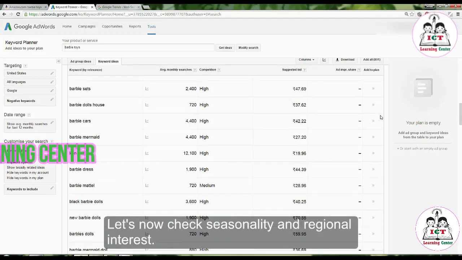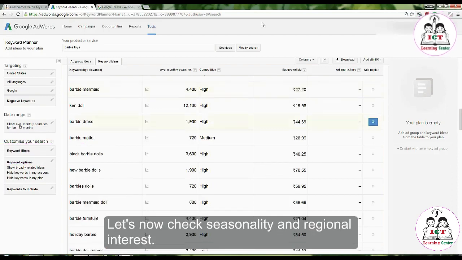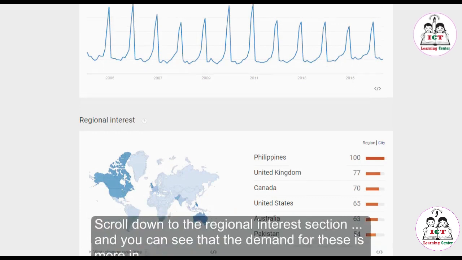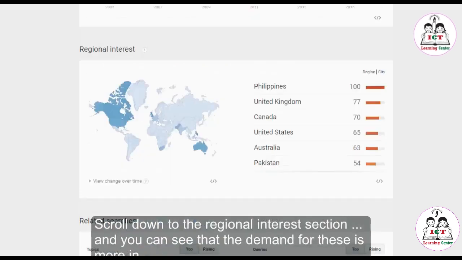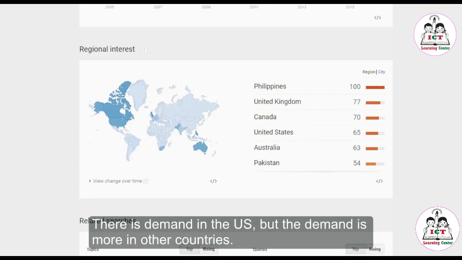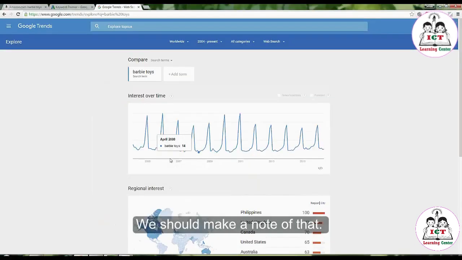Let's now check seasonality and regional interest. Scroll down to the regional interest section and you can see that the demand for these toys is more in the Philippines and in the United Kingdom than in the United States. There is demand in the US, but the demand is more in other countries. We should make a note of that.